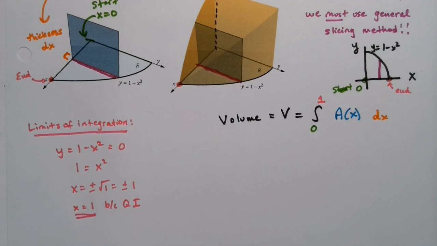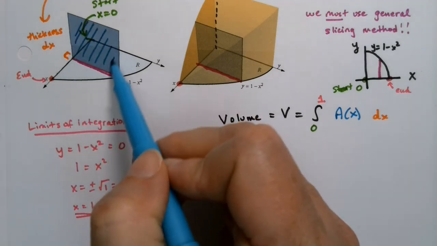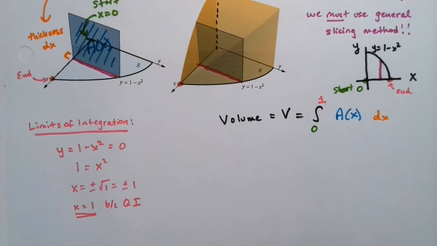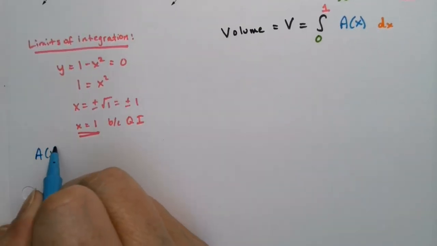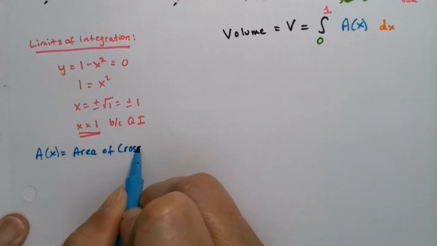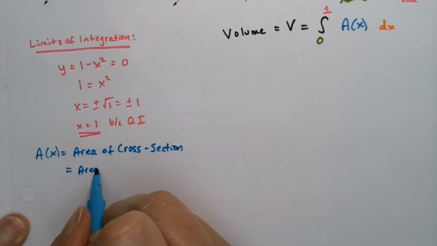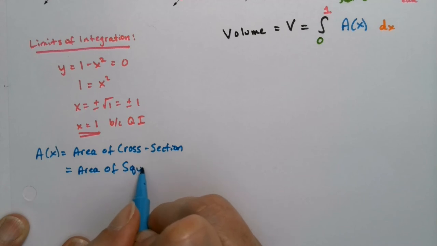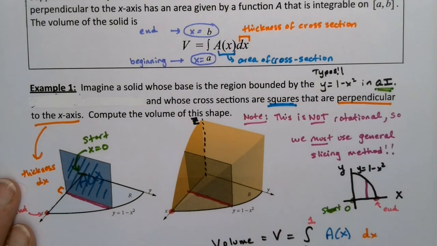Wonderful. All right, so now all I have to do is figure out the area of my cross section. The beautiful thing about this is that this cross section right here is a square. Let's make a note of that. So A of x equals the area of a cross section, which means it's the area of a square, because it says in the problem that the cross sections are squares. They're weird post-it notes, right? It says right here, squares. That was not a typo.